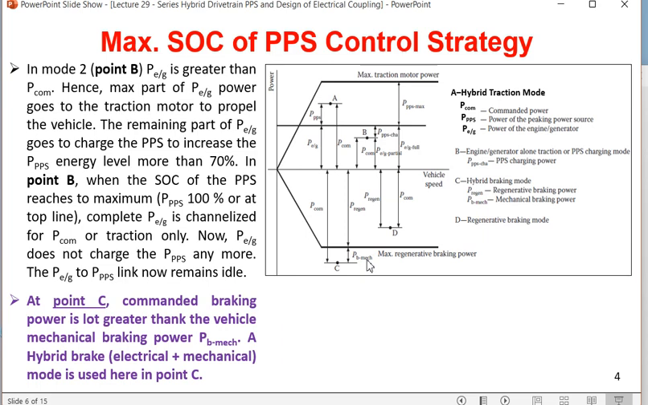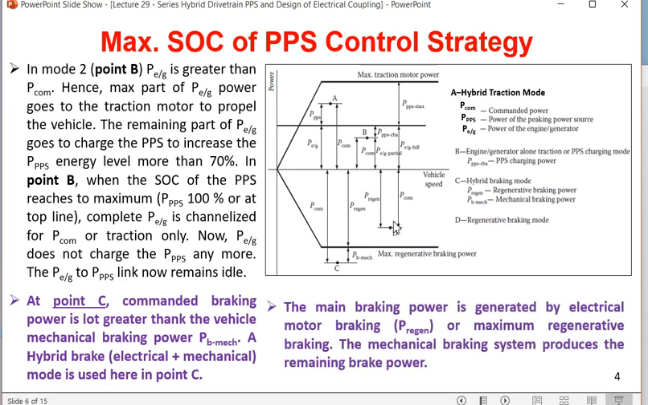In case D, we are finding that the commanded power is a lot less than the maximum regenerative braking power, that means the maximum electric power. In this case only the regenerative power, P regen, is used. D is regenerative braking power. Whenever the demanded braking power is a little less, only the regenerative power will suffice to supply the braking power to the vehicle. So the main braking power is generated by electrical motor braking, that is P regen or maximum regenerative braking. The mechanical braking system produces the remaining brake power.